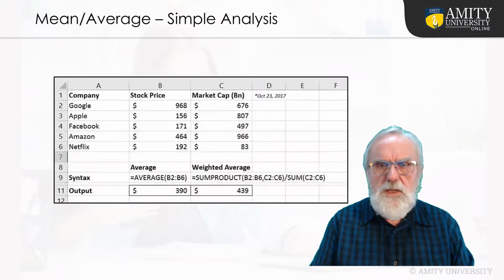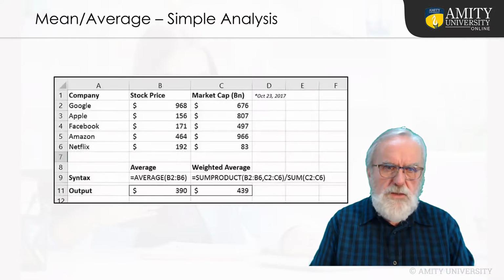The next example we have is a portfolio of stock prices. And here we're comparing the mean or average and the weighted mean, which we'll explain in a future video, of a stock portfolio comprised of 5 stocks. We can see that the mean, the average stock price, is $390, and the weighted mean or average is $439.